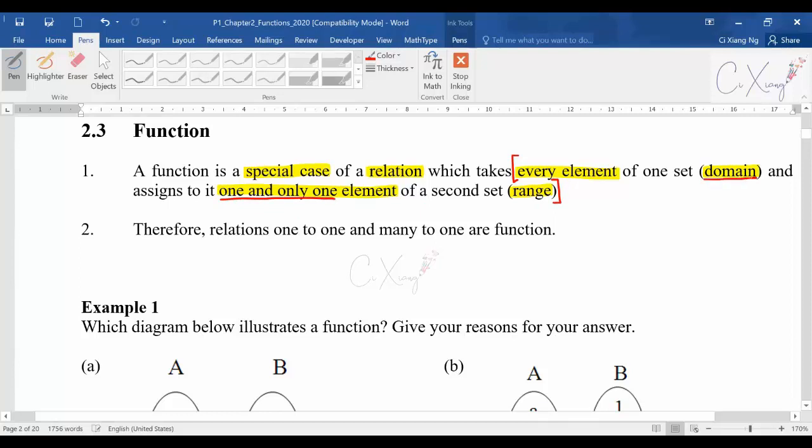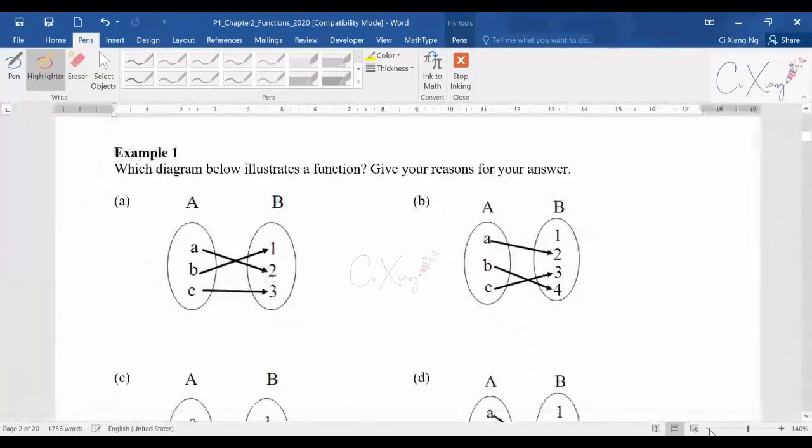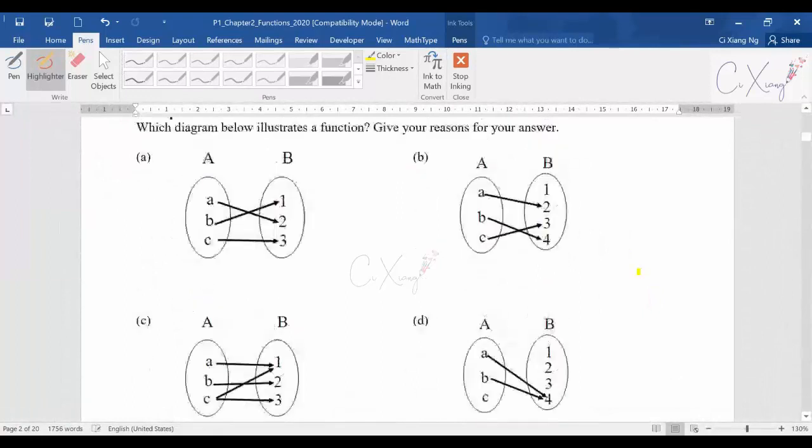As an example, in short, the one-to-one relation and also the many-to-one relation are functions. One-to-many and many-to-many will not be functions. So why are one-to-one and many-to-one functions? Because one element is mapped to one element only. That's why we call them functions. Right, so we can have a look at example number 1. They're asking which diagram actually shows that it is a function.